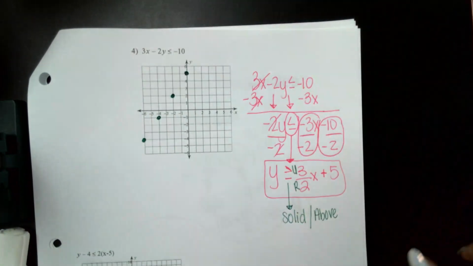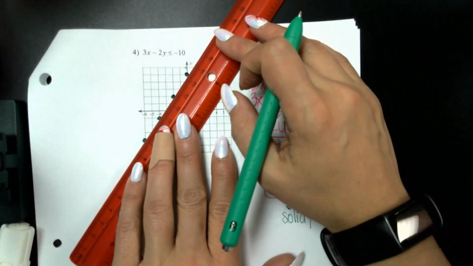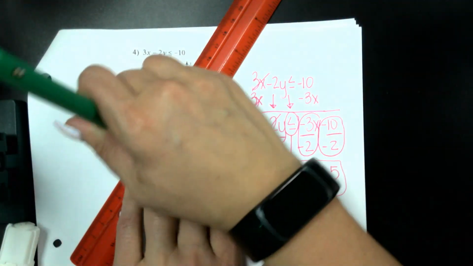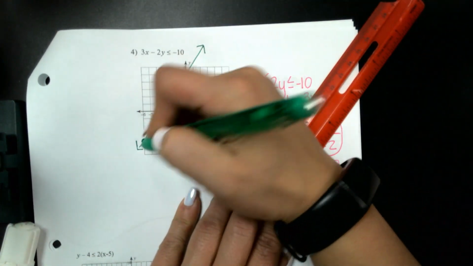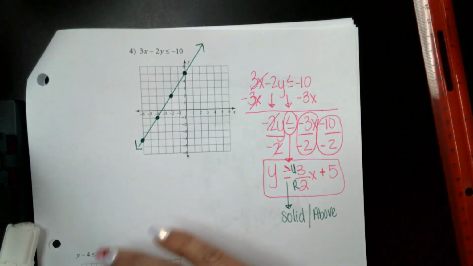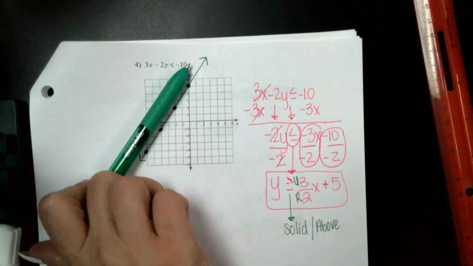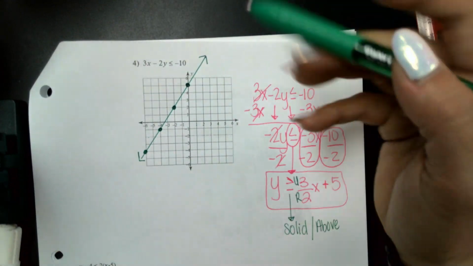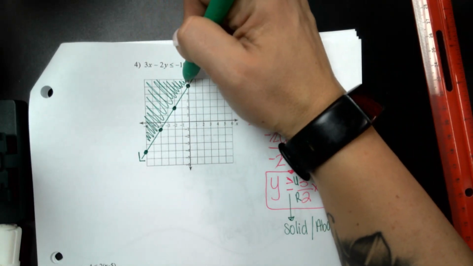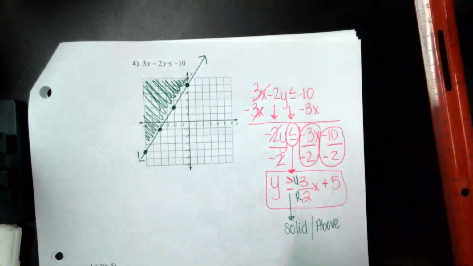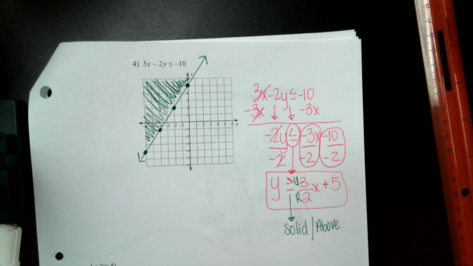And it's solid, so when you put your ruler down, make it solid. You good? Okay. And then I need to know, is the smaller section above or the bigger section? Smaller section. Nice job. One more to go and then we're done with our notes.